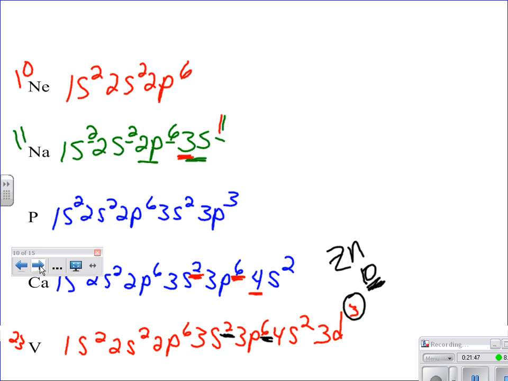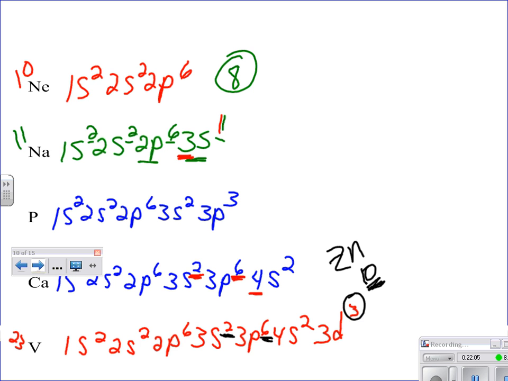And neon? 8. Think it can fit any more? And its valence, any outer energy level electrons? Nope, that's it. It's full. That's why, what is it considered? A noble gas. That's why, because it's got a full outer energy level.